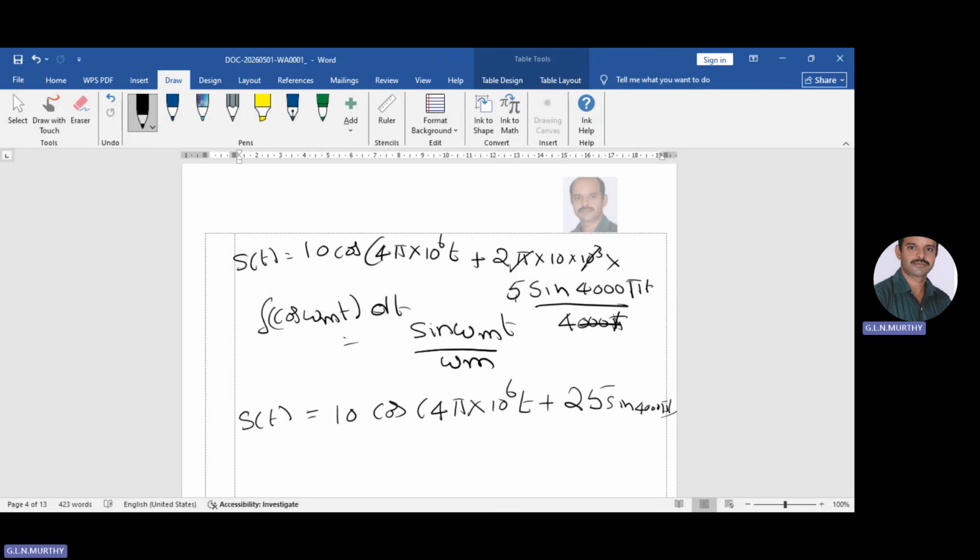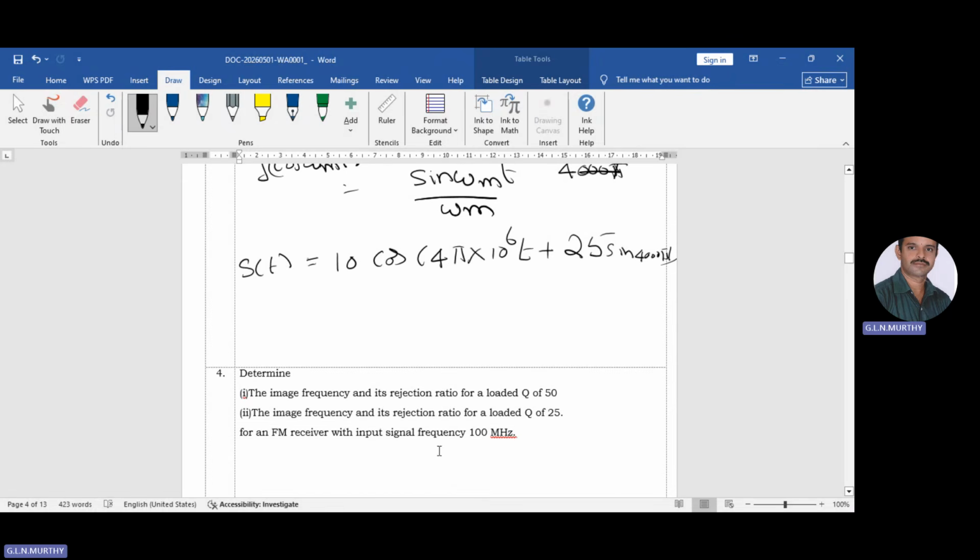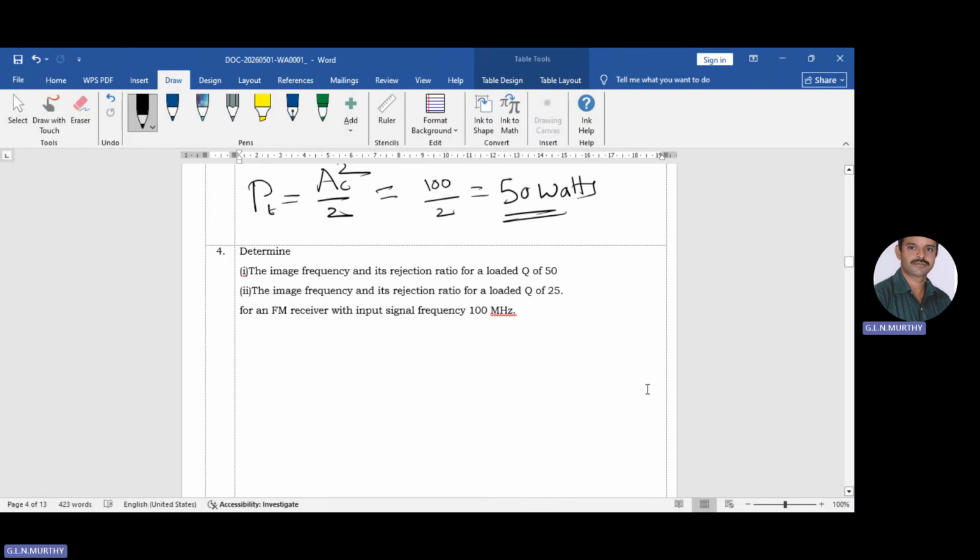This is what was asked: the expression for the FM signal. And there is another part also: what is the power? The total power in frequency modulation is always constant, Ac square by 2. Hope you remember that in amplitude modulation, it is Pt equals Pc into 1 plus mu square by 2, whereas in frequency modulation the total power is always constant, Ac square by 2. What is the value of Ac? 10. So 10 square, 100 by 2. We always need to mention units also: 50 watts. See how easy. If you remember the fundamental expressions, you can easily solve the problem.